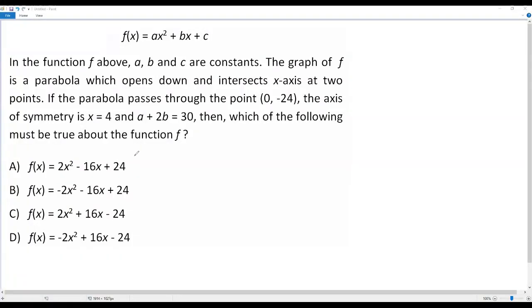Here we have a SAT math problem. Okay, let's go to the question. f(x) equals a times x squared plus b times x plus c. In the function f above, a, b and c are constants. The graph of f is a parabola which opens down and intersects the x-axis at 2 points.